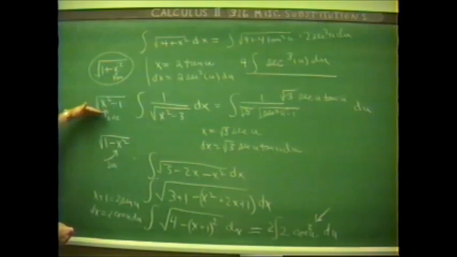So when you've got things that look like this, the tangent, secant, and sine substitutions are frequently going to solve the problem, even though it looks as if they're going to make things worse.